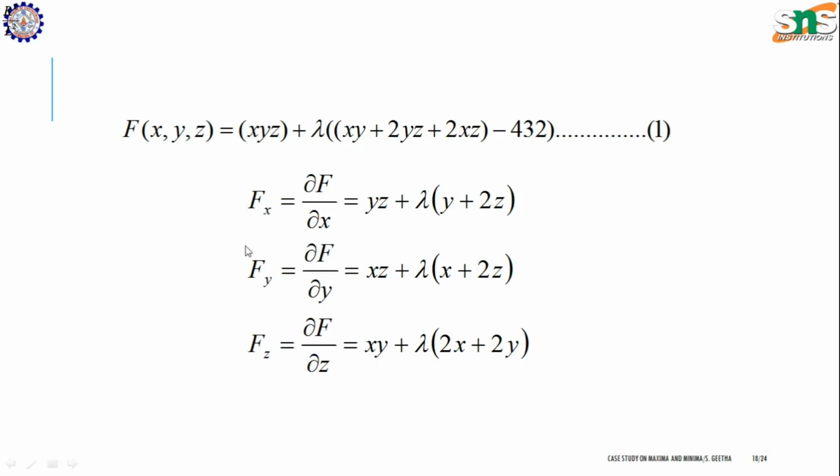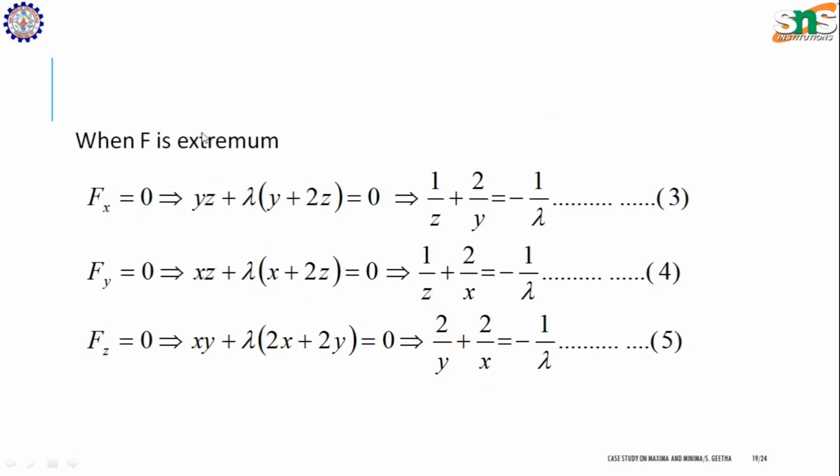Now Fx equal to dou F by dou x. Differentiating 1 partially with respect to x, we get yz plus lambda into y plus 2z. Next Fy is equal to dou F by dou y. That means differentiating 1 partially with respect to y, we get xz plus lambda into x plus 2z. Next Fz equal to dou F by dou z. Differentiating 1 partially with respect to z, we get xy plus lambda into 2x plus 2y.